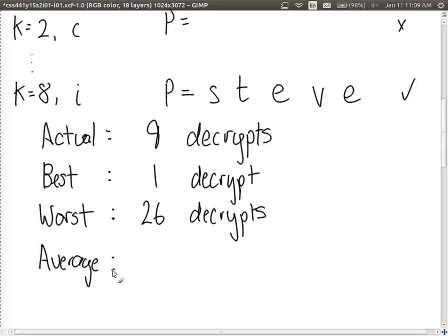Sometimes we get the best case, sometimes we get the worst case, sometimes it takes 2 attempts, sometimes 25 attempts. On average, how many attempts would it take to get the key if we've got 26 to choose from? Sometimes we get 1 attempt, sometimes 2, sometimes 3, sometimes 25 or 26 attempts. On average, it would take half of 26, or 13 attempts.